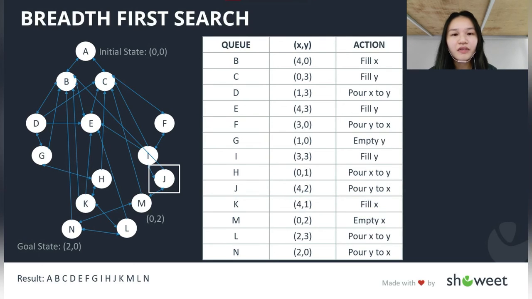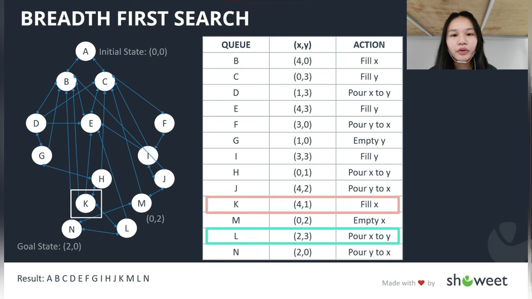Next, J is divided into M. So, by emptying X, 0,2 is obtained from 4,2 of J. But it is not the output we want, so we continue. Next, K is divided to L. So, by pouring X to Y, 2,3 is obtained from 4,1 of K.